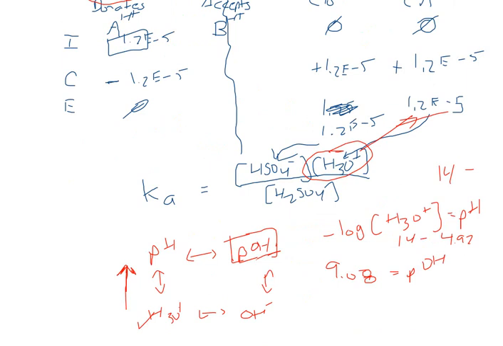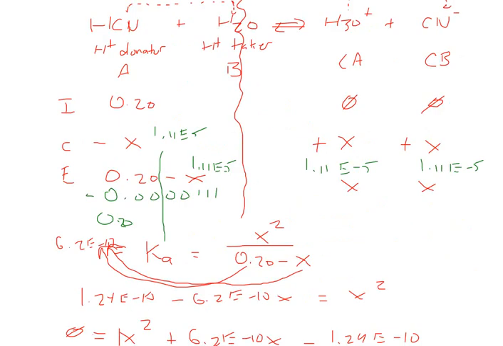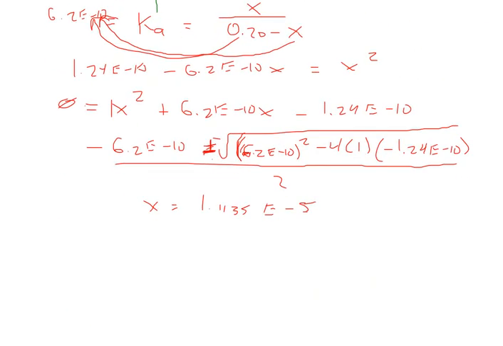So let's see, where can I work on here? Here's my H3O plus concentration, what I just solved for x. So all I'm going to have to do to calculate a pH is negative log this answer right here, and that will then give me a pH. So negative log the answer. And this time I got a 4.95.